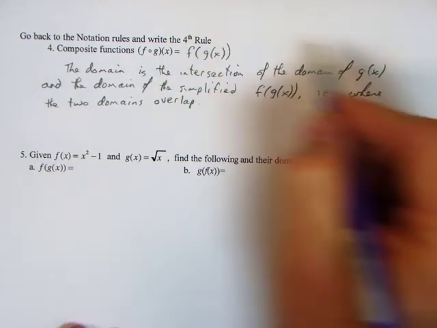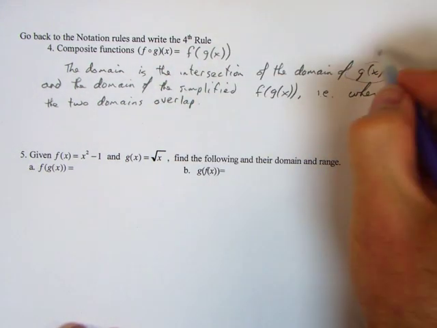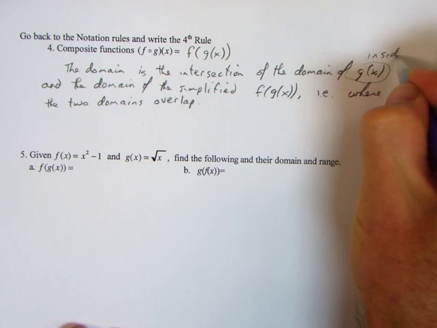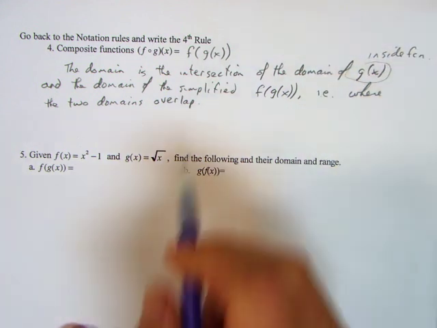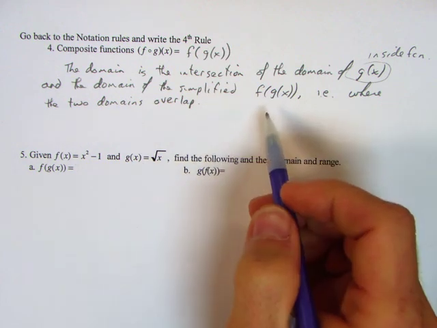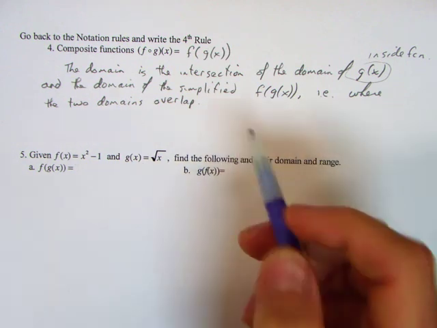g is our inside function. So in general, it is the domain of the inside function intersected with the domain of the simplified form of f of g. Let's look at a specific example here.